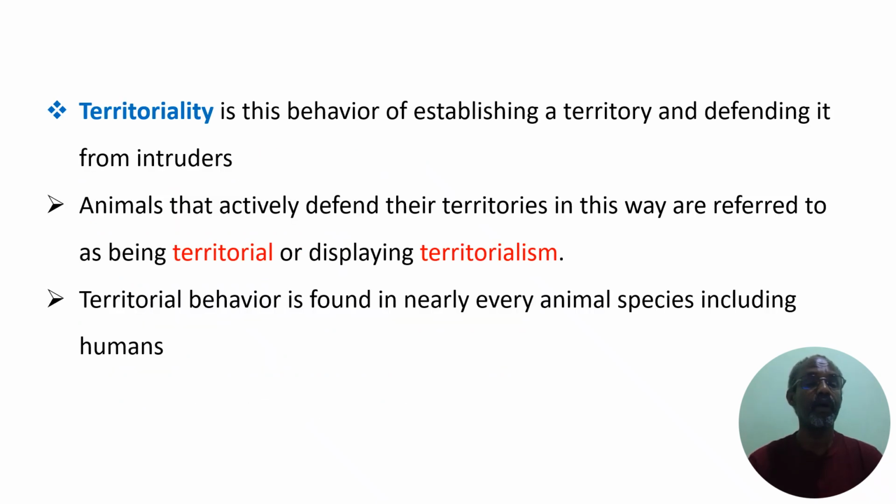Okay, this behavior, territoriality. We have been talking about territory, that is a region, a geographical area. Territoriality is the behavior which includes building a territory, marking it, and defending it from intruders. You see, territoriality is the behavior of establishing a territory and defending it from intruders. Animals that actively defend their territories in this way are referred to as being territorial, or they display territorialism. Territorial behavior is found in nearly every animal species, including humans.